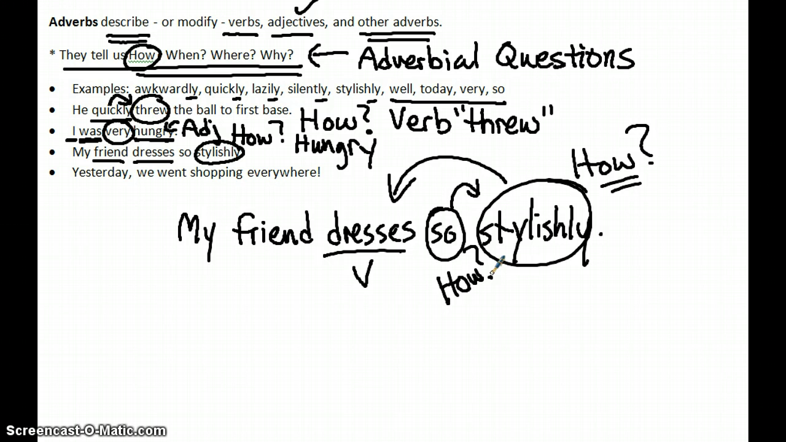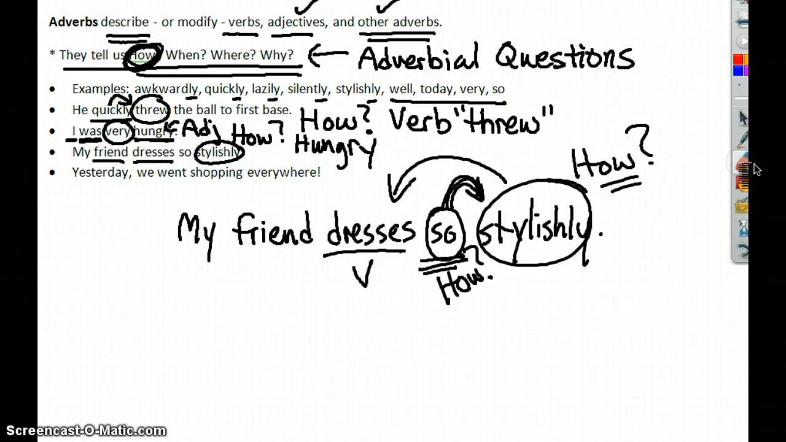In other words, and it gets a little confusing, stylishly is an adverb that modifies the verb dresses, but so is an adverb modifying another adverb. So remember in our definition that adverbs describe or modify verbs, adjectives, and other adverbs. And in this context, so is describing another adverb, stylishly. Okay? Now, in all of these examples, you'll notice that we're only focusing on how. And that's just the way these sentences work. But what about when, where, and why? So let's take a look at the next sentence. By the way, if you've noticed, most of these in our examples end in ly, but look at so, and look at, in the previous example, very, they do not end in ly, so it's not an absolute.